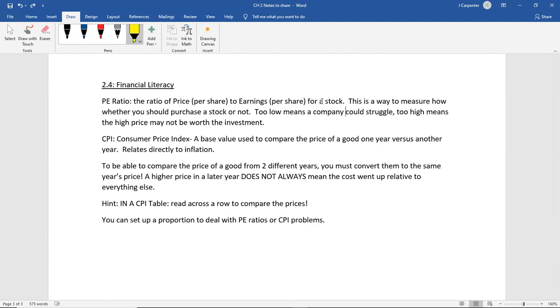Whereas you bet on someone like Apple or Tesla, you might lose money today, you might gain money tomorrow, but Apple's not going to just disappear in a couple of days. Tesla's not just going to disappear in a couple of days. So too low of a PE ratio could have been from the price per share being just ridiculously low, and that means the company could struggle. But also if it's too high, then the price may not be worth the investment. The price per share may just be past the point of worth investing.